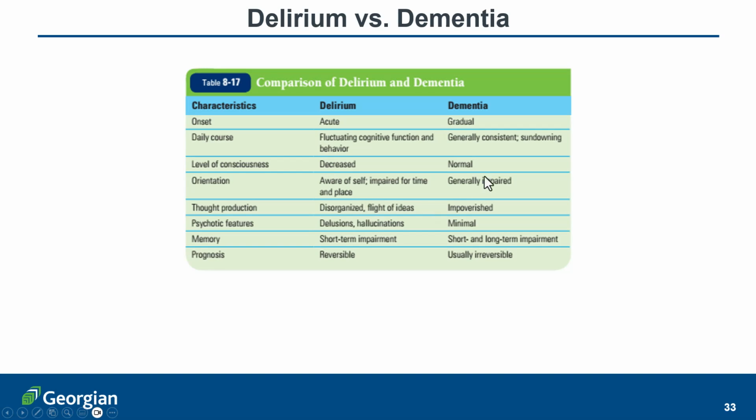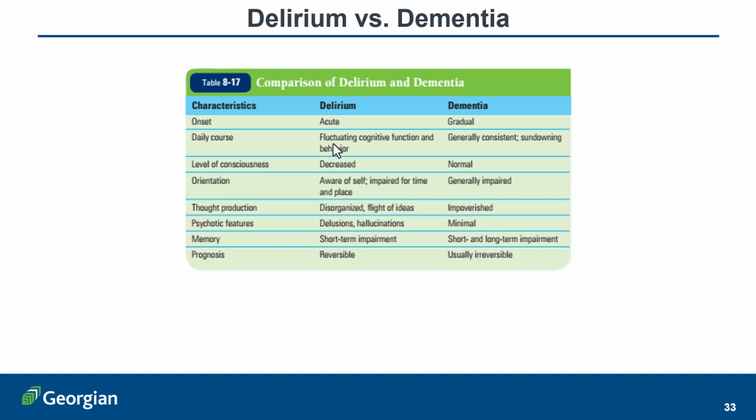Here's a chart, I apologize for it not being very clear, that explains the differences between delirium versus dementia. In terms of the onset, delirium develops very acutely, dementia, as we know, develops gradually. If you look at the course of the disease over the day, in delirium there's fluctuating cognitive function and behavior. In dementia it's usually consistent, although there's that so-called sundowning effect whereby the clinical manifestations usually become a little bit more severe as the day progresses, especially just before bedtime.